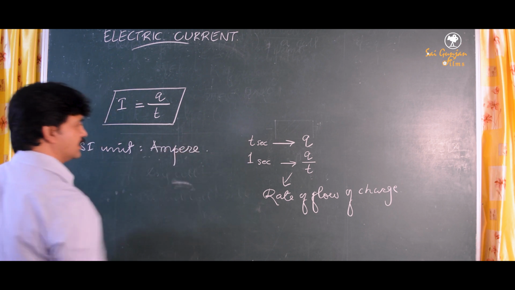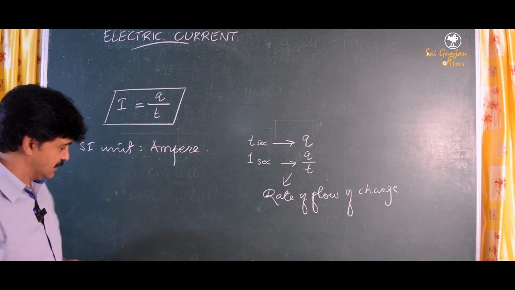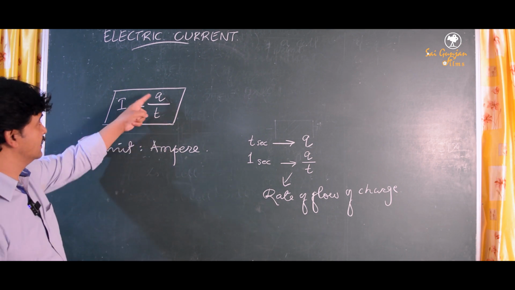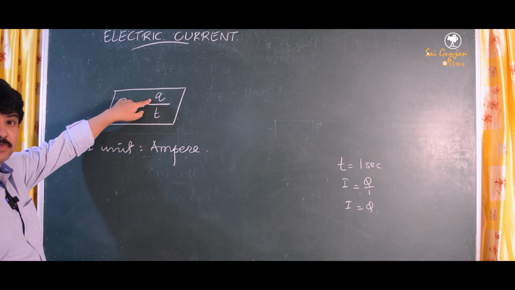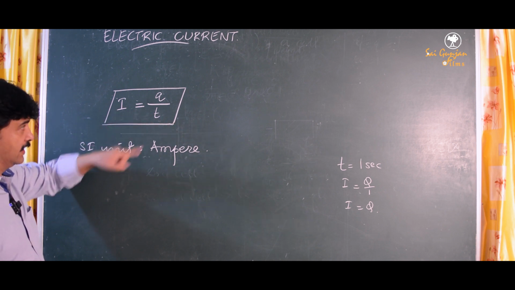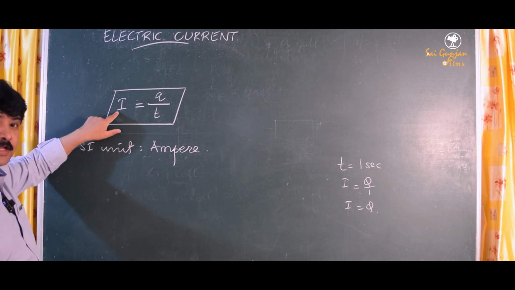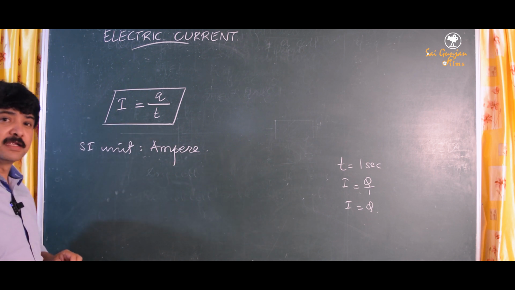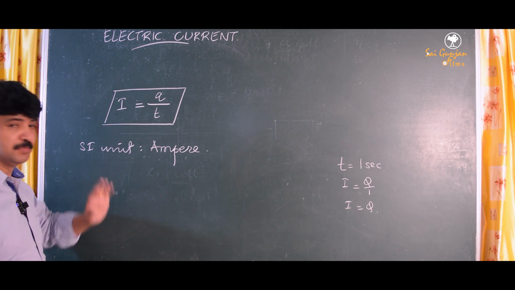And now the SI unit of current is ampere, and let's see its definition also from the same formula, Q by T. If 1 coulomb of charge flows through a wire in 1 second, the current flowing through the wire is said to be 1 ampere. So that's how we define ampere.